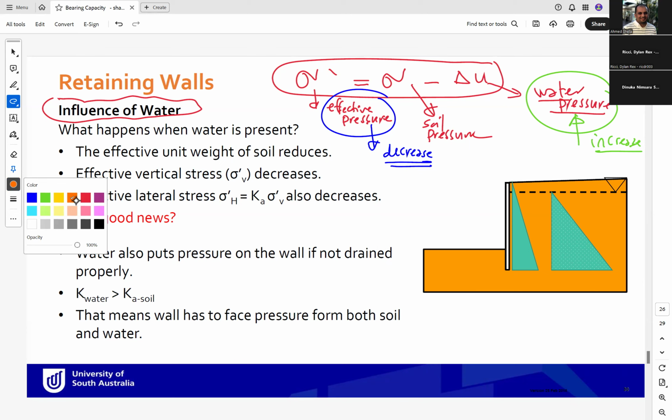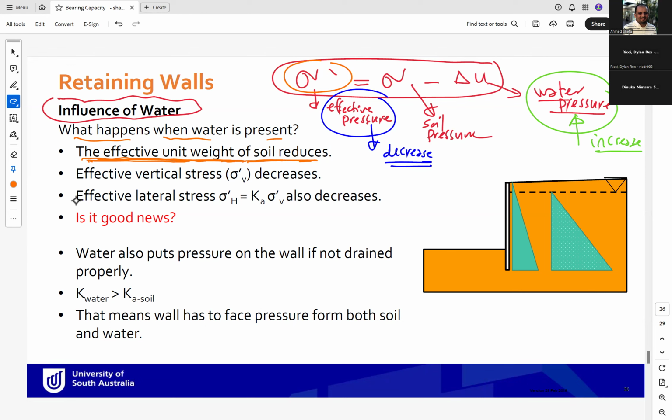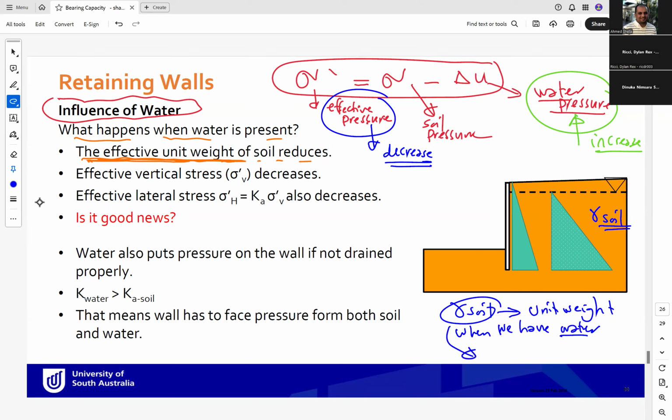Okay, so this is information we learned earlier. When we have water pressure, the effective unit weight of the soil reduces. Also, if we have soil water pressure, the effective unit weight of the soil reduces, like this one. The effective, sorry. As you remember as well, we have gamma soil, which is the unit weight. So when we have water, gamma soil decreases.